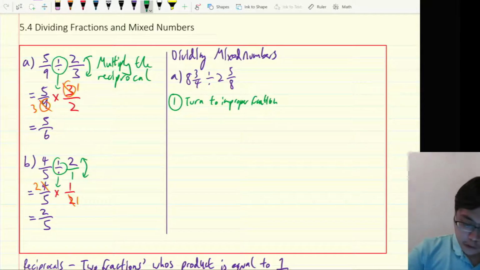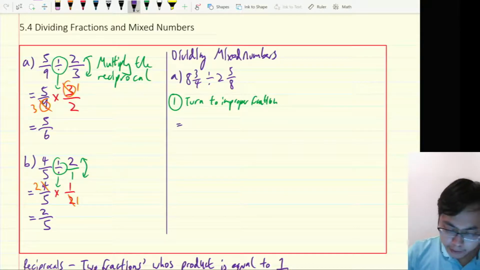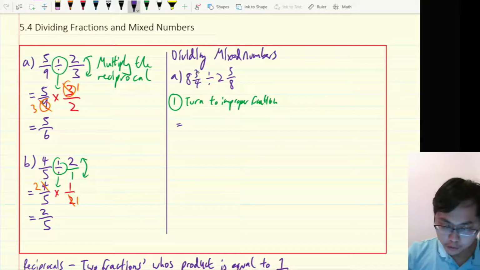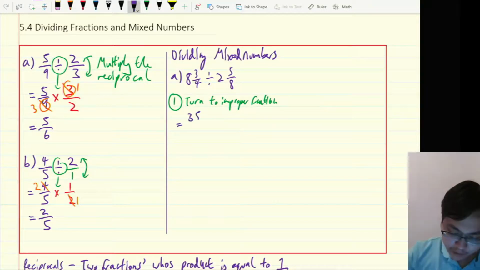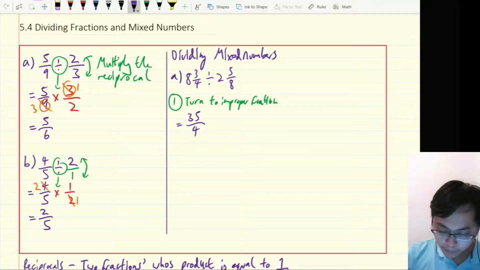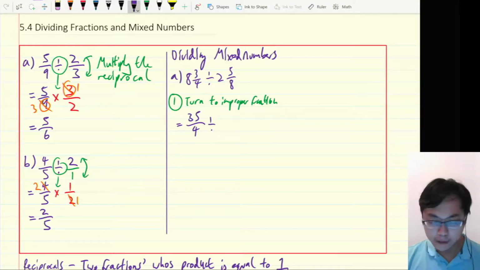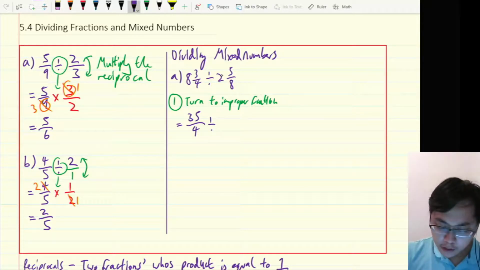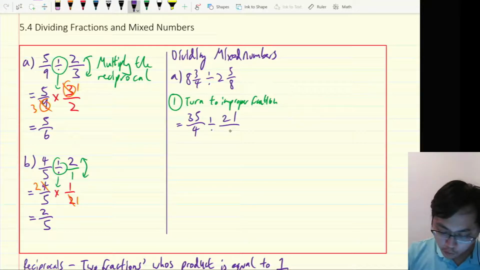Okay, so let's do the first step. We're going to do 8 times 4, which is 32. 32 plus 3 is 35. So it's 35 at the top, and the bottom is still 4. And I'm just going to keep this as divide. I'm not going to skip any steps. 2 times 8 is 16. 16 plus 5 is 21. So we have 21 over 8.